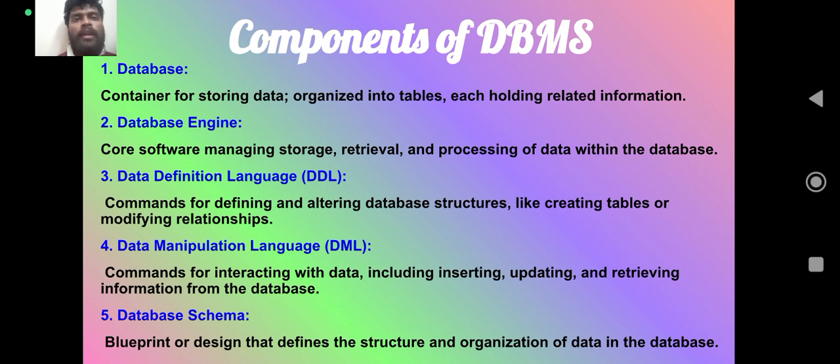Okay, data definition language stands for DDL. Commands for defining and altering the database structures, like creating the tables or modifying the relationships. I will tell you it in simple words. DDL deals with the structure, okay, not with the data. That's what it says. Data manipulation language. Commands for interacting with data, including inserting, updating, and retrieving the information from the database. DML is nothing but we are manipulating the data, and it is mainly concerned with the data part, not with the structure part. Okay, and database schema, blueprint or design that defines the structure and organization of data in the database.